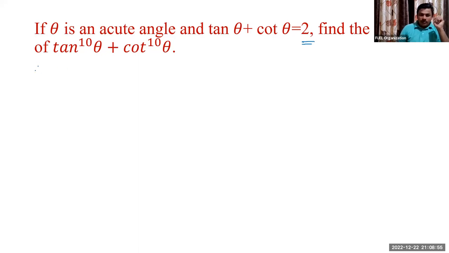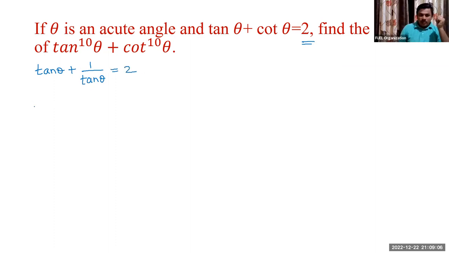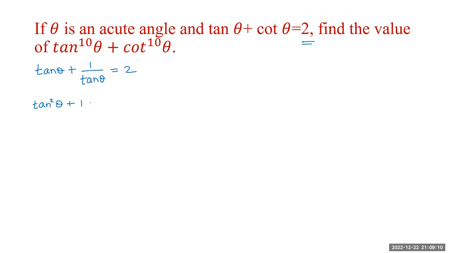See here, the given question is tan theta plus cot theta, which I can write as 1 by tan theta, is equal to 2. Now you find out the LCM. What you will get: tan square theta plus 1, divided by tan theta, is equal to 2.